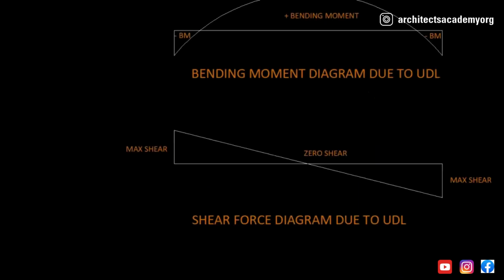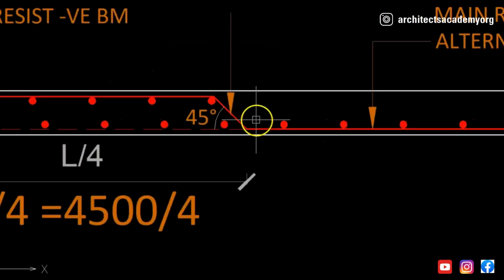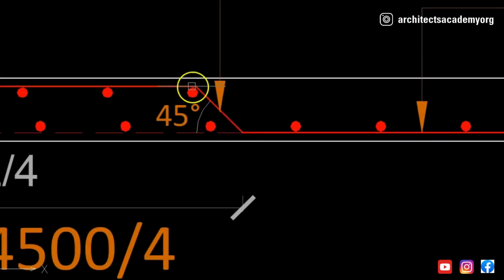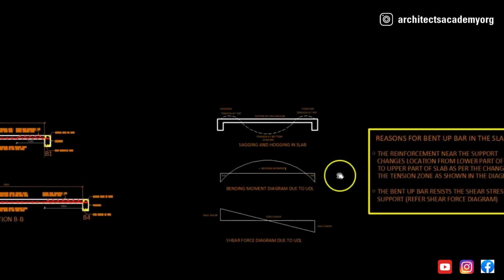Similarly, here what you are seeing is the shear force diagram. Of course, both these diagrams are drawn considering that there is a uniformly distributed load, or UDL. What you will see is that the shear is maximum at the supports and it becomes 0 in the center. At the points where the shear is maximum, we need to have something to resist the shear. So one of the functions of this bent up bar is also to give resistance to the shear at the point where the shear starts becoming maximum.